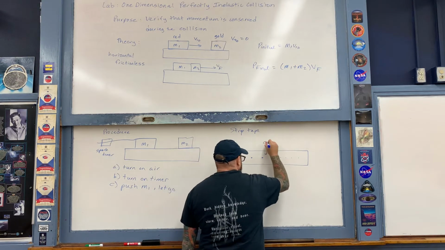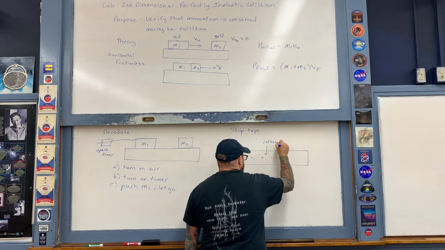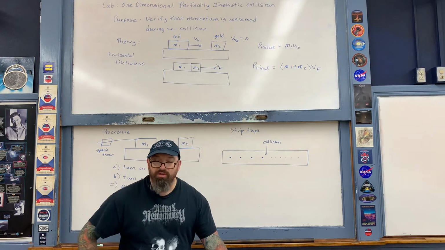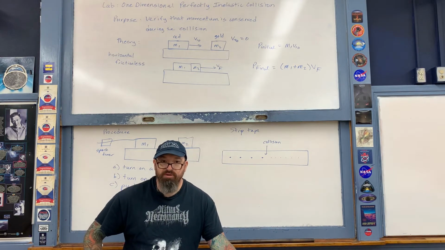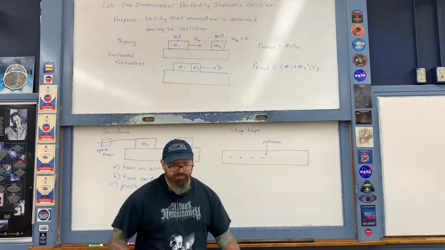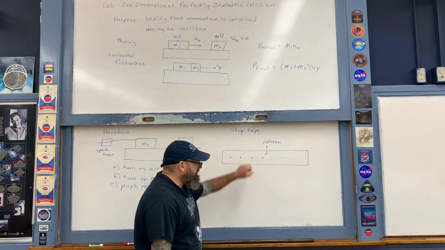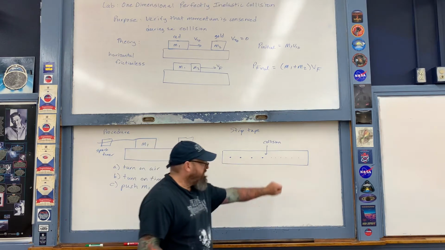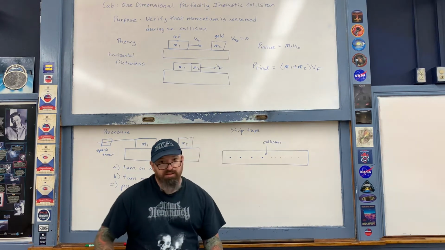So right here is where the collision occurs. If you look at one of the photographs carefully that I've posted for you, you'll see that I wrote exactly where on the tape the collision occurred. This section of the tape corresponds to the V1 naught. This section of the tape corresponds to the V final.